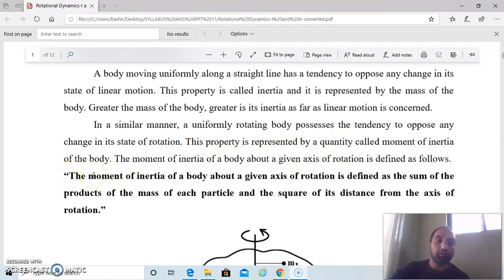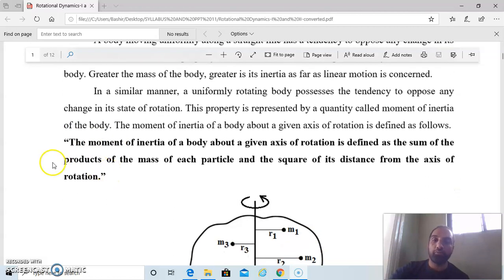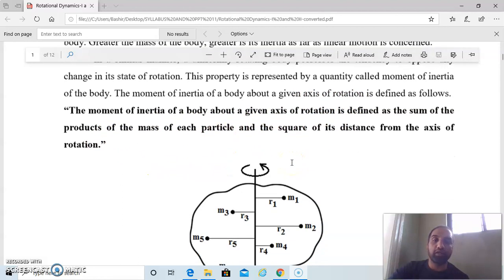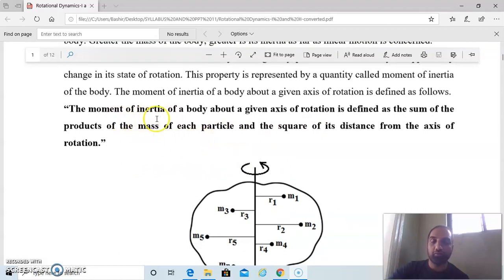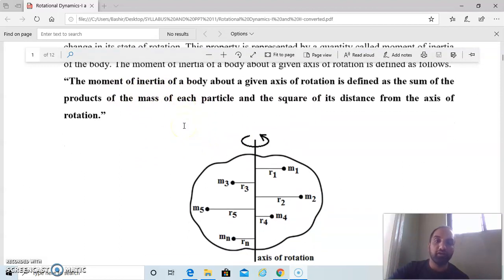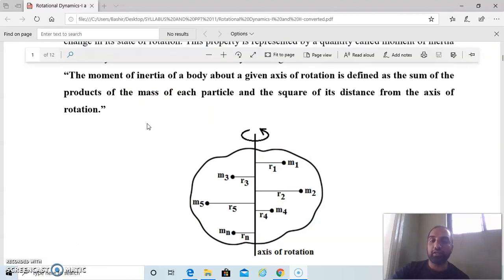But what is that moment of inertia? How do we define or state the moment of inertia? The moment of inertia of any body about the axis of rotation is defined as the sum of the product of the mass of each particle and the square of its distance from the axis of rotation. So this is the statement of moment of inertia. We'll see how to calculate that value.